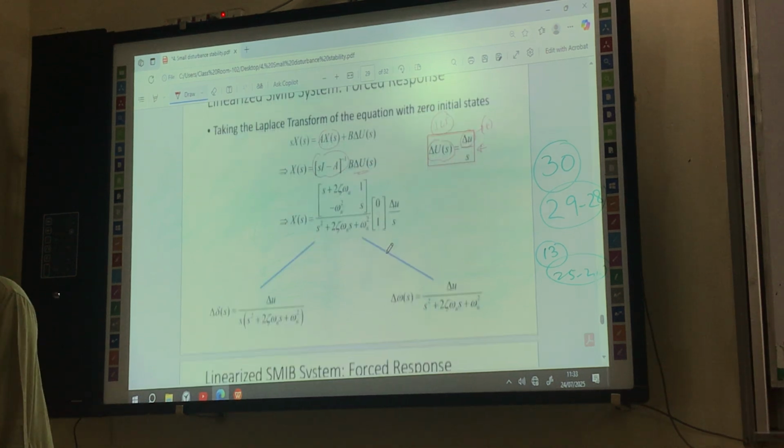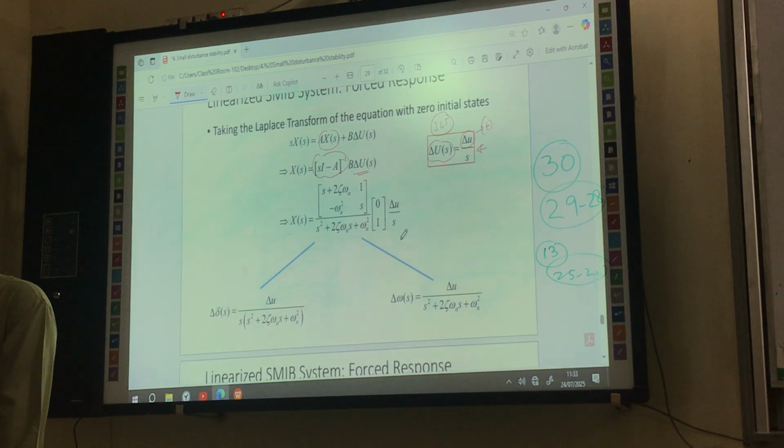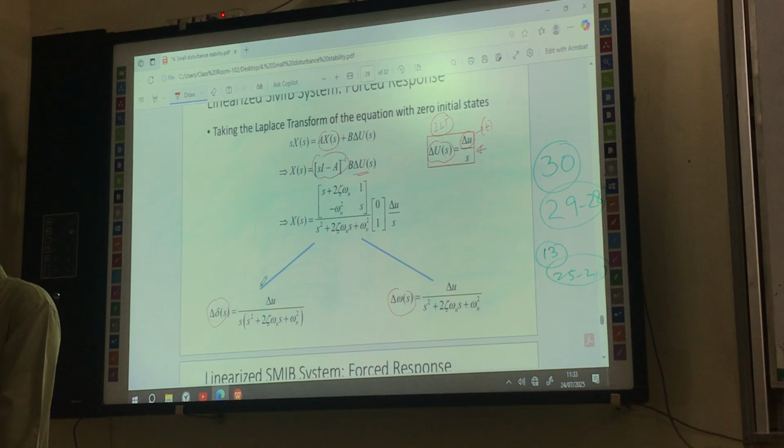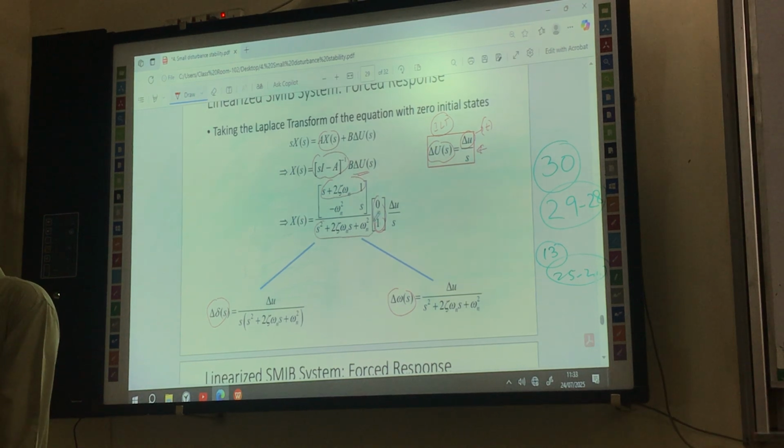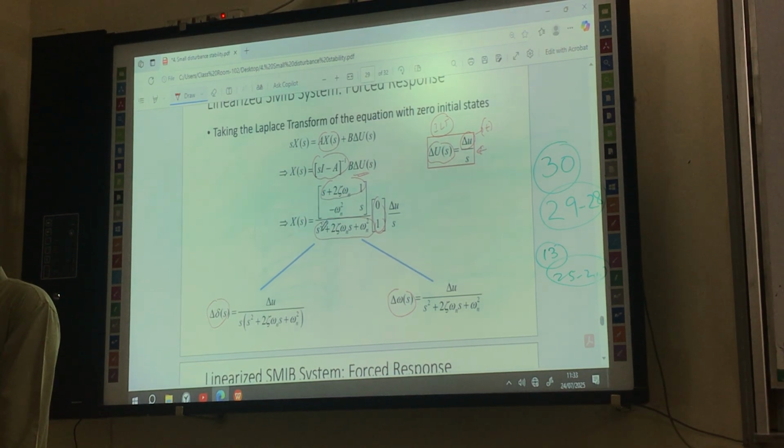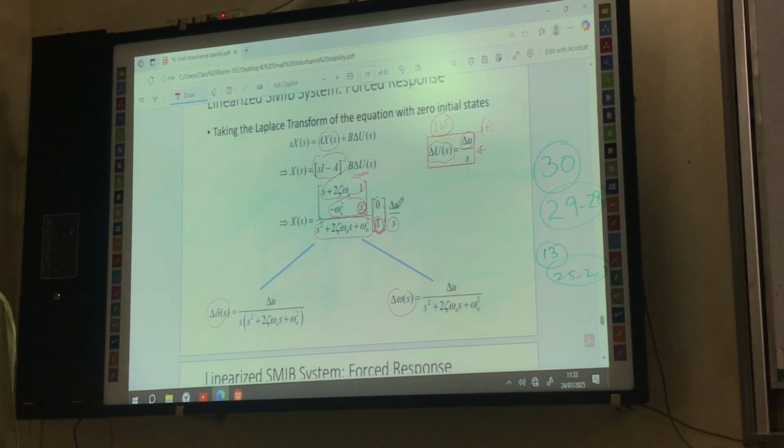Now from here, inside this x of s, again we will have two things. One will be del delta of s, another will be del omega of s. How will we find the del delta of s? By multiplying this with this, right? So this is 0, so only this term will be here, 1 multiplied by del u. That's why only del u, and this is the denominator term like this, and there is s. And for this del omega of s, you have to just multiply the second row with this thing. So this will be multiplied, and this s will be cancelled out. That's why only this del u over this.